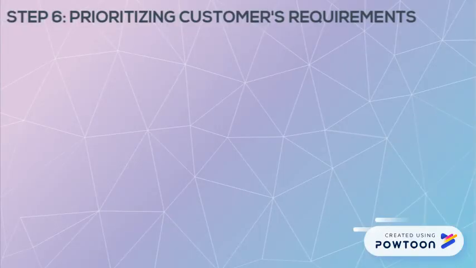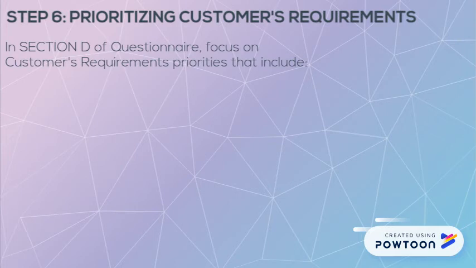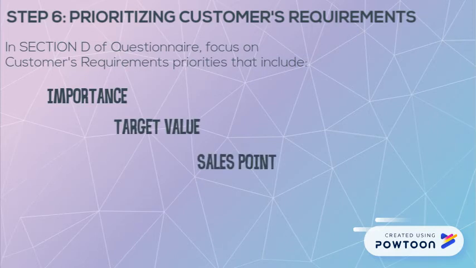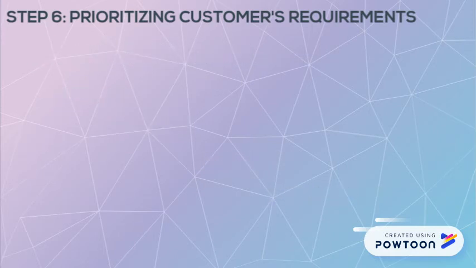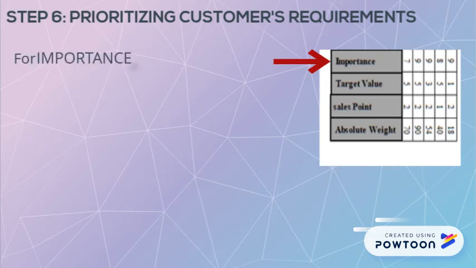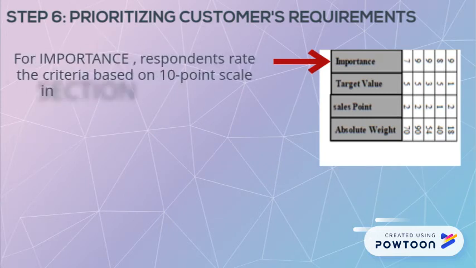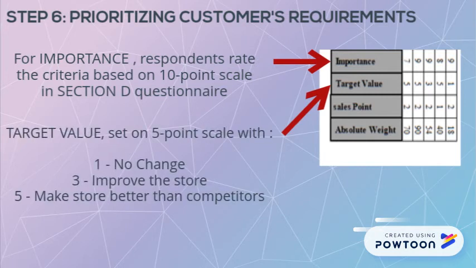Step 6. Prioritizing customer requirement. In section D of the questionnaire, we focus on customer requirement priorities that include importance, target value, sales point and absolute weight. For importance, respondents rate the criteria on a 10-point scale in section D. Target value is set on a 5-point scale with 1, no change, 3, improve the store, 5, make the store better than competitors.